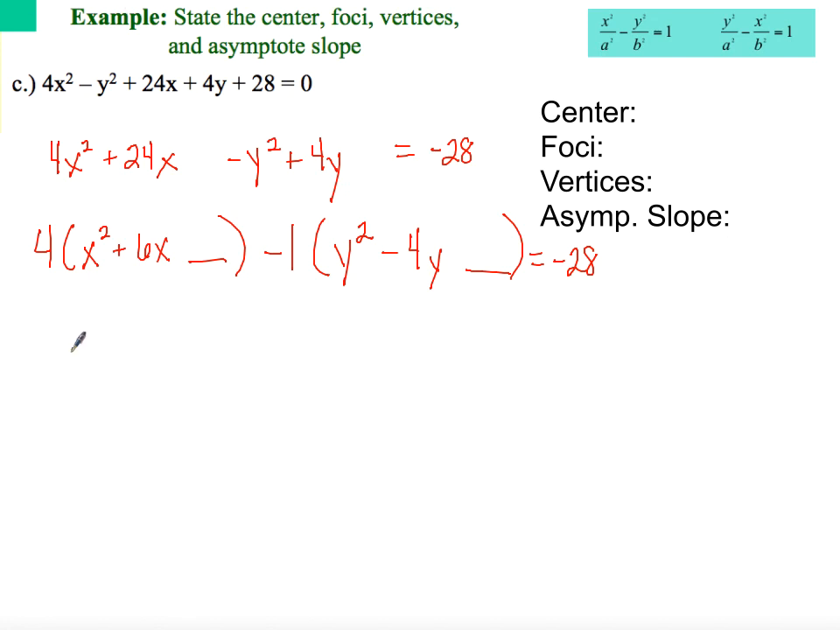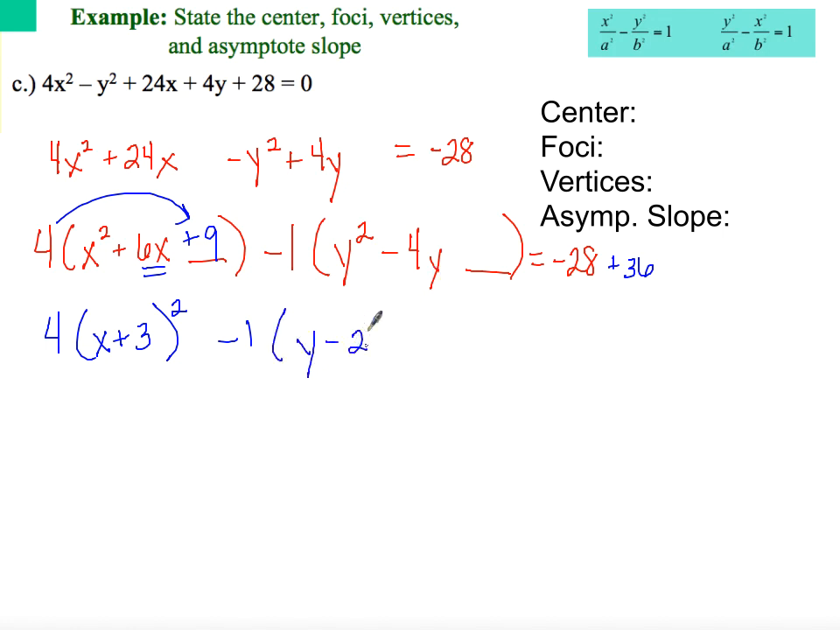Now I will go through and complete the square. So half of this linear term gives me that x plus 3 squared. Square that value is going to be a plus 9, but remember that means that I'm really adding 36 over here to the right-hand side. Y values, we're going to do the same thing. Half of that value is 2. Square it means I'm adding 4, but I'm really subtracting 4 because I need to distribute that through to take everything into account. And that makes the right-hand side equal to 4.